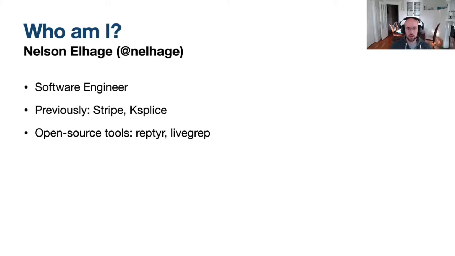Start with a quick intro. Who am I? My name's Nelson. Like I said, that's my Twitter handle. It's also my name on most of the internet. I'm a software engineer. I've worked on a bunch of stuff. Most recently, I was at Stripe building infrastructure and developer tooling. Prior to that, I worked at a company called Ksplice doing hot reboots, hot patching for the Linux kernel. So I've moved around the stack and worked all the way from the kernel up to application development, development tools. And I think both of those perspectives actually will bear a bit on what I have to say today.